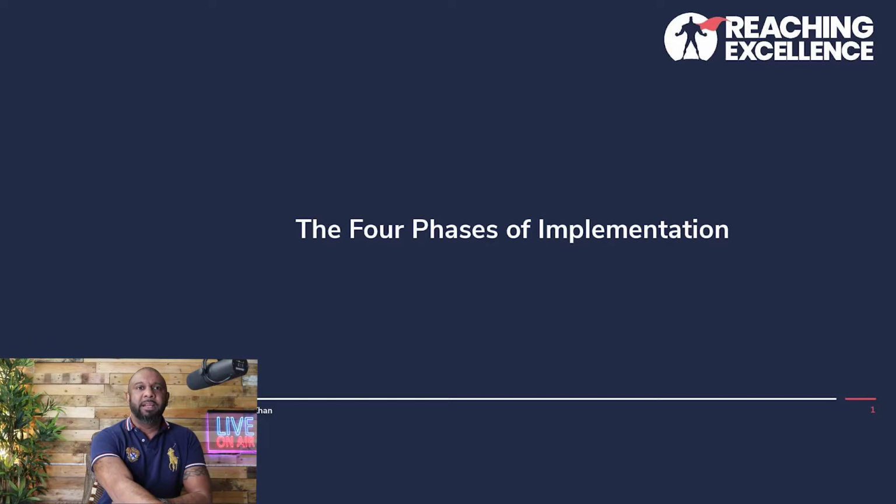Let me get some slides up. Okay. So here we are. So this is called the 4 phases of implementation. This is something we teach inside the academy. This is a foundational and fundamental principle for anything and everything we do in entrepreneurship. So let's go into this, okay?